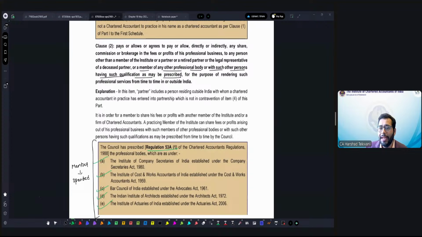Now can anyone quickly tell me why we have the legal representative of a deceased partner in this? Why do we have this one? Anyone? Why do we have a legal representative of a deceased partner involved in this?